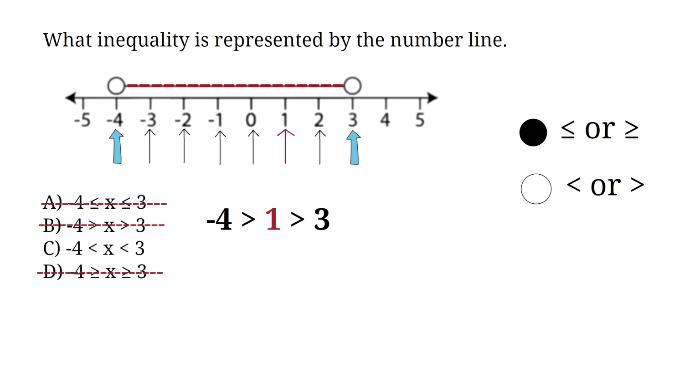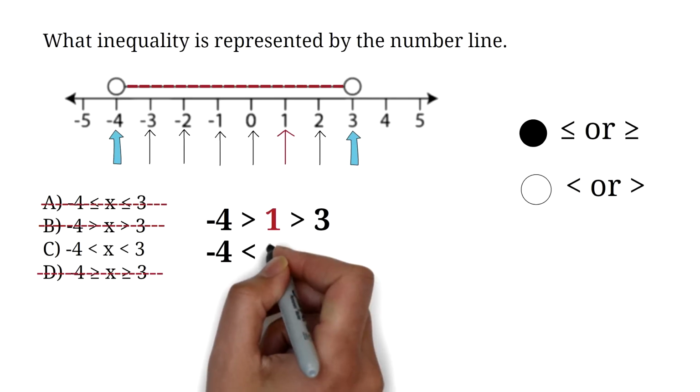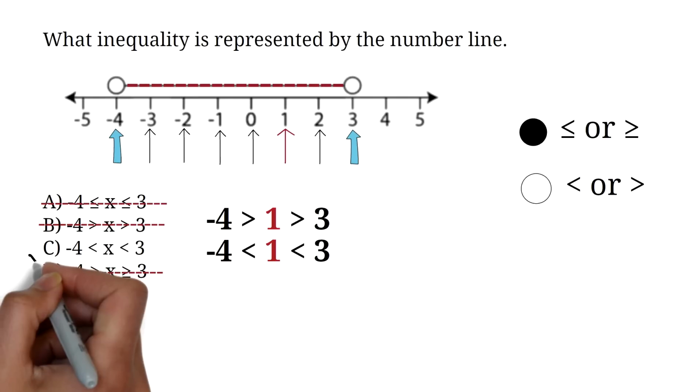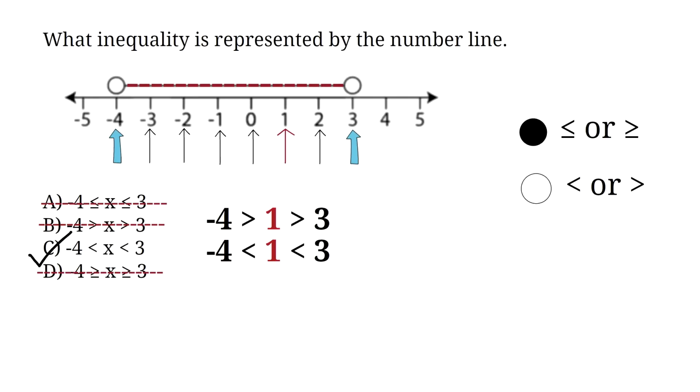We can verify. We are still using 1 for x. -4 is less than 1, which is less than 3. This statement is true. So we confirmed that C is the answer.